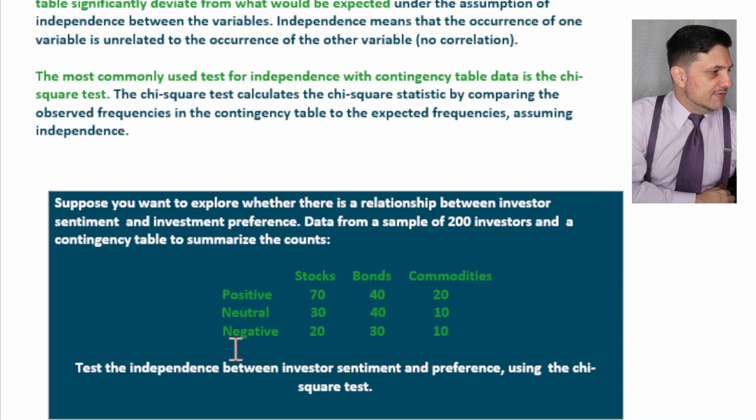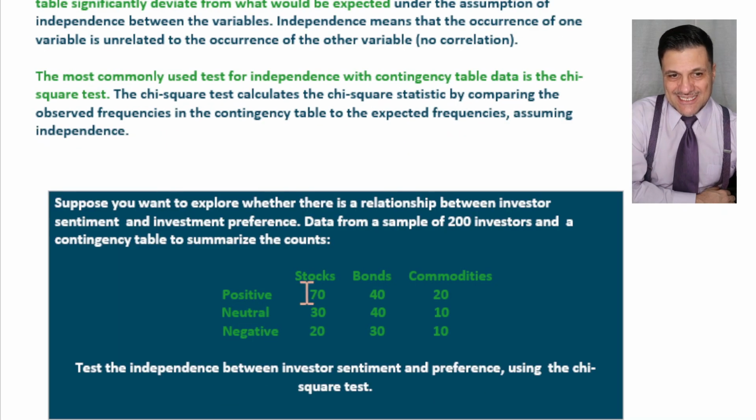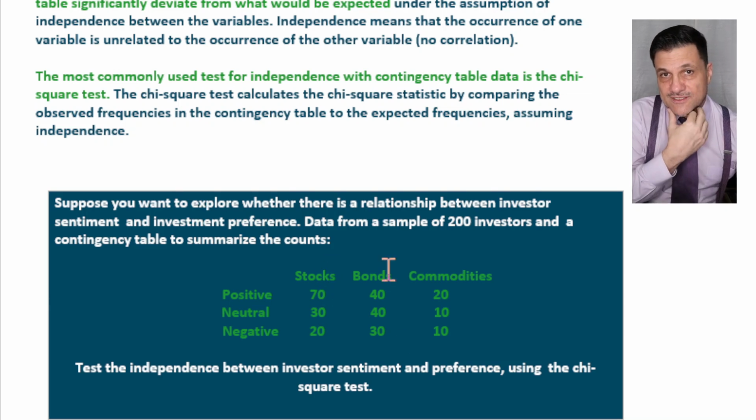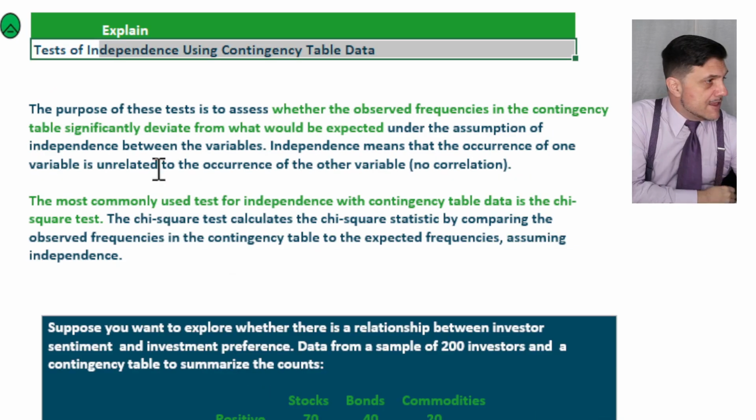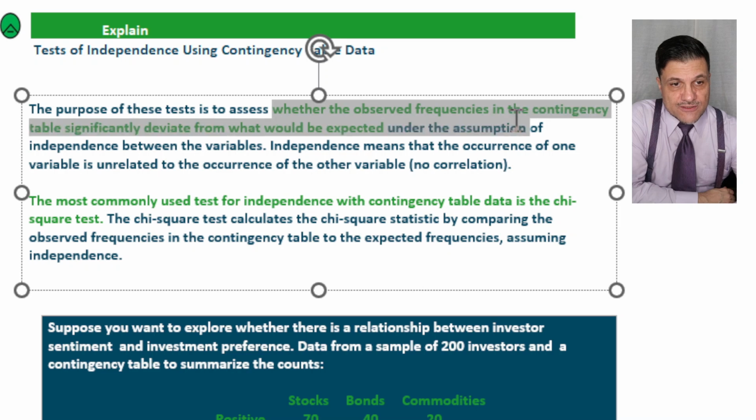I want to know if the positive, neutral, and negative sentiments are independent, or if there's some kind of dependence in how the person feels, if one is based on the other, or if they're just different independent sentiments. That's the idea. So the purpose of the test is to assess whether the observed frequency of a contingency table significantly deviates from what is expected, under the assumption of independence of variables. So it's a test of independence.